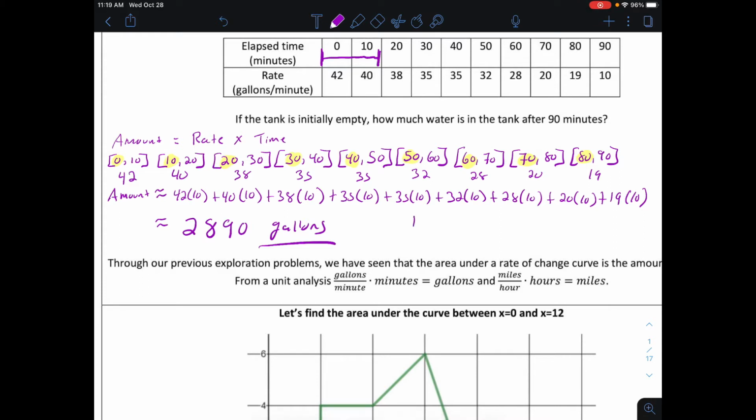Now let's think about how we got gallons as our units. We had the amount equal to rate times time. Our rate in terms of units was gallons per minute. If I multiply gallons per minute by the units for our time, which is minutes, the minute part would cancel out and leave me with gallons in terms of our unit analysis.